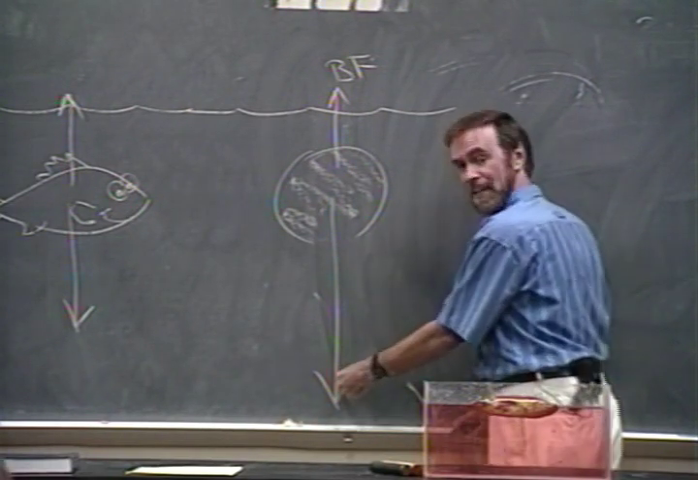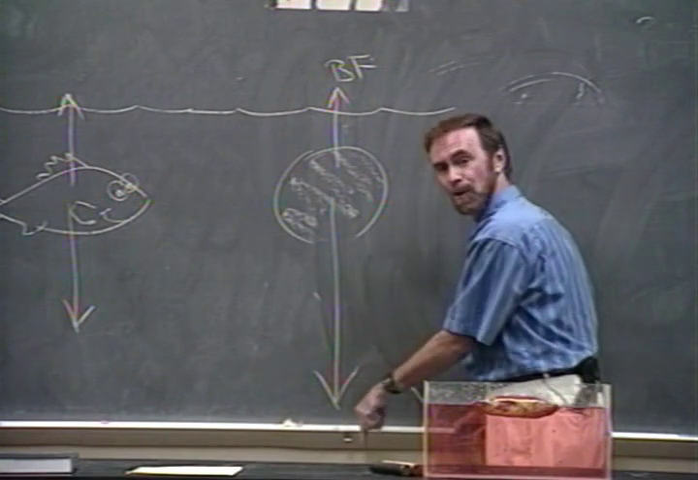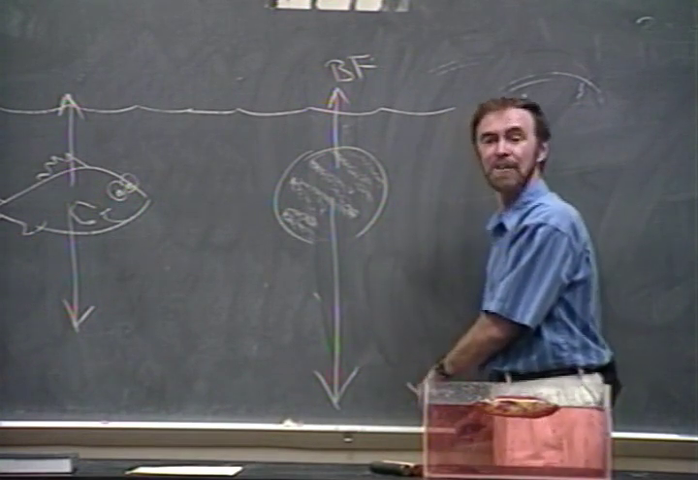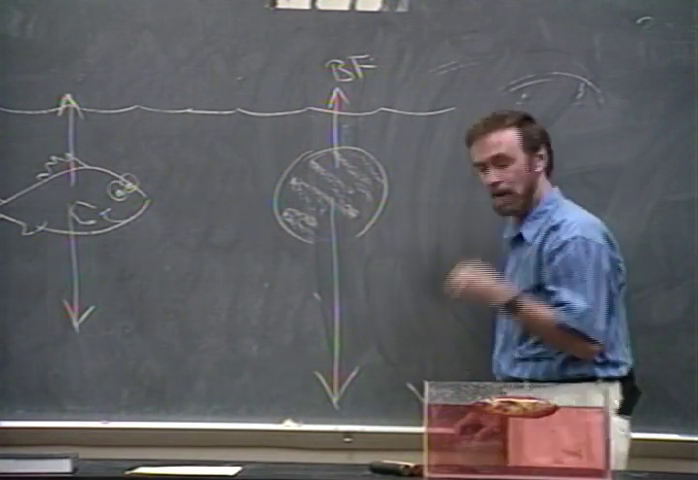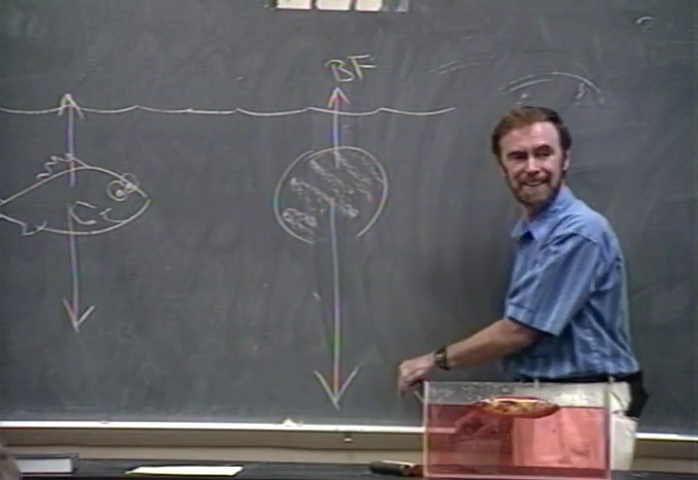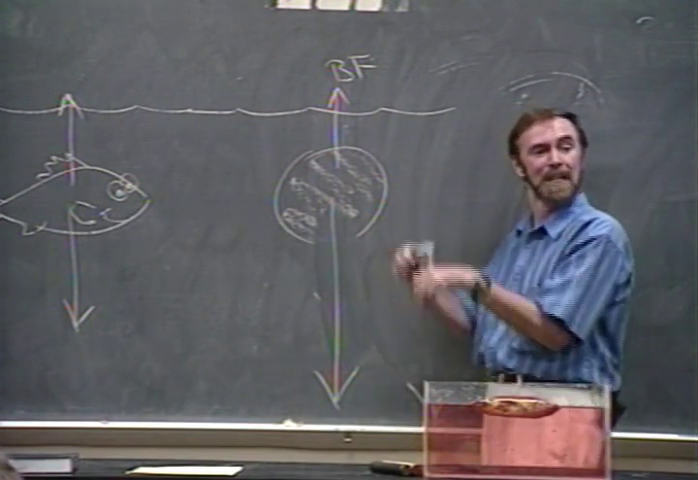What's this object with the net force, which way? Down. Which way is it going to go? Down. It's going to sink. So objects that are more dense than water will sink in water. And we see why. Because the buoyant force is not enough to keep up with the weight.